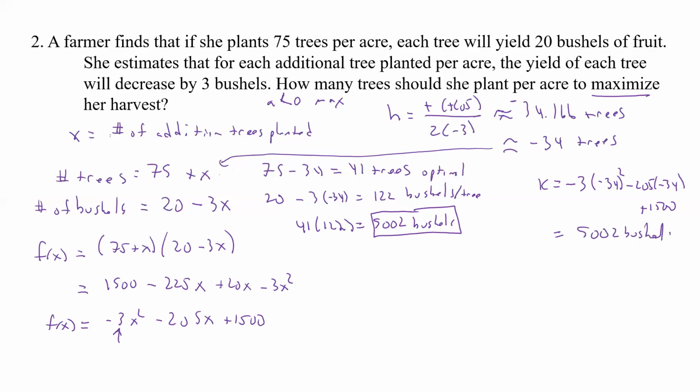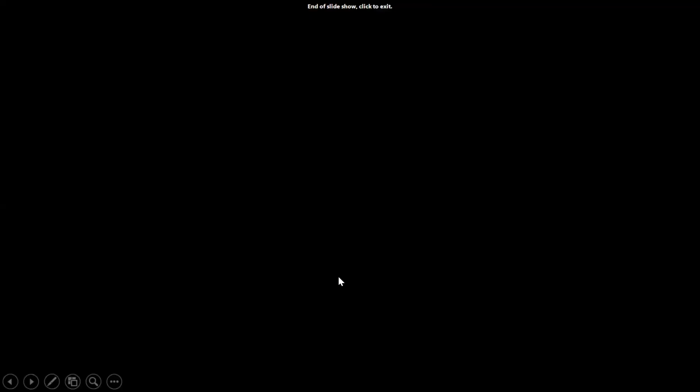Okay. Now, how many trees would she need to plant for that? Well, she's going to need to plant 41 trees to maximize her harvest, okay? And then the harvest would be that much. So that's the number she needs to plant to reach the max harvest of 5,002 bushels. All right, let's see if there's another one. There's not. All right, so that's all I have for this section.